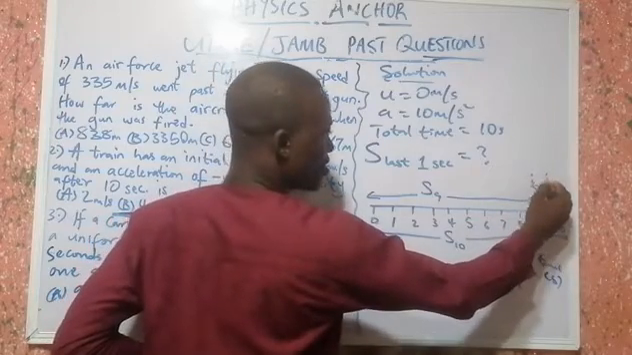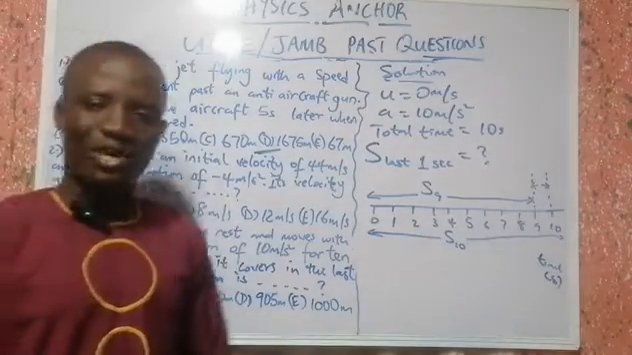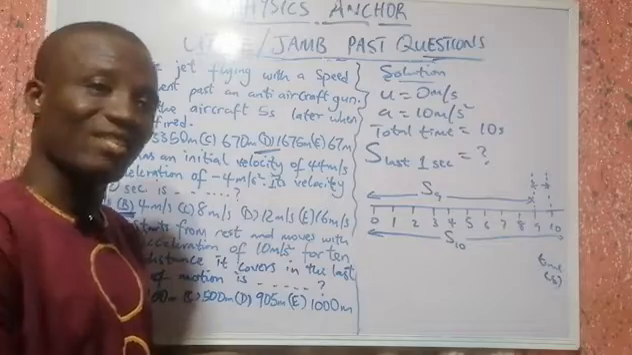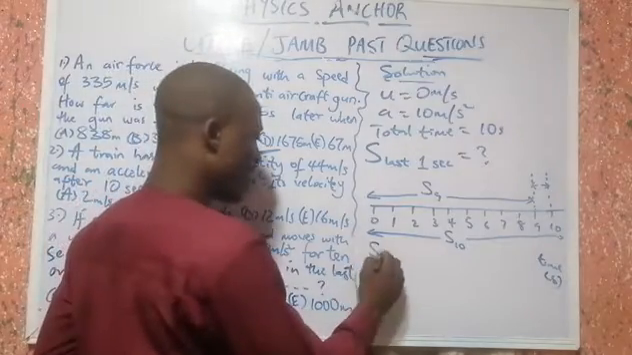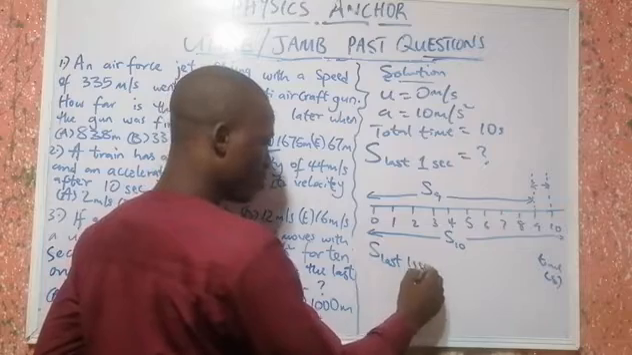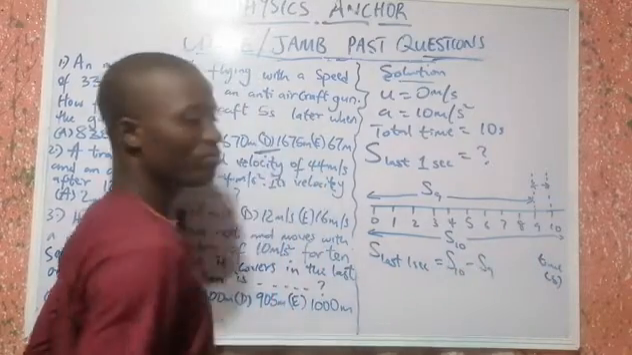The distance that we need is for the last 1 second. I hope you understand the analysis. That's how you can go about analyzing this question. So it simply means that S last 1 second will be equal to S10 minus S9.